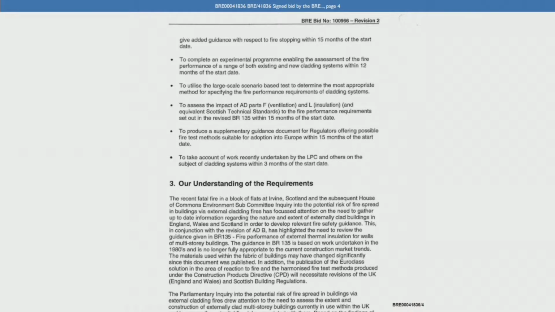I don't recall. Now, as part of the project, do you recall that an IAG, an industry advisory group, was established by the BRE? Yes, that would not be unusual. And what was its purpose?